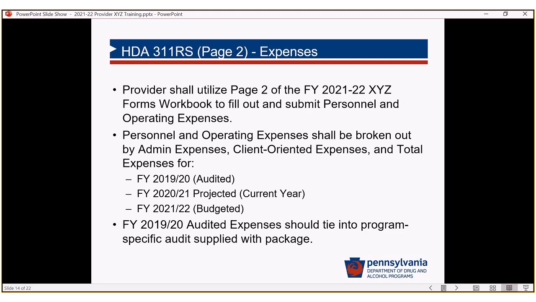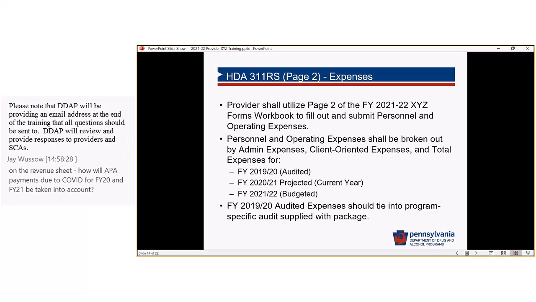That would be your prior year actual, your audited fiscal year 1920, the current year, fiscal year 2021, and the budgeted year, fiscal year 21-22. Those expenses for your prior year actual, fiscal year 1920, should be directly tied to the audit. As you heard Jen identify a list of items that should be submitted, one of the items in that is the actual audit.